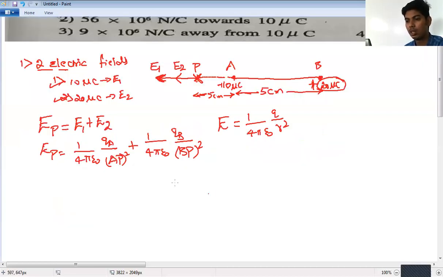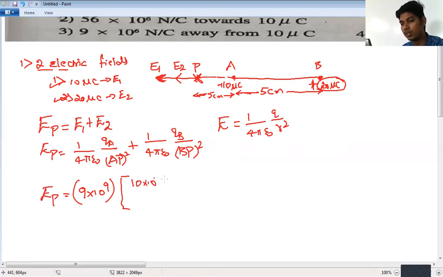From this, 1 by 4 pi epsilon naught will come out as the common factor, which I can write as EP equals, and we know 1 by 4 pi epsilon naught is equal to 9 into 10 to the power of 9. Try to simplify in as simple a way as possible. We know QA is 10 microcoulomb, so write it as 10 into 10 to the power of minus 6 divided by AP whole square. The distance between A and P is 5 centimeter, so 5 centimeter whole square is 25 into 10 to the power of minus 4, plus QB by BP square.